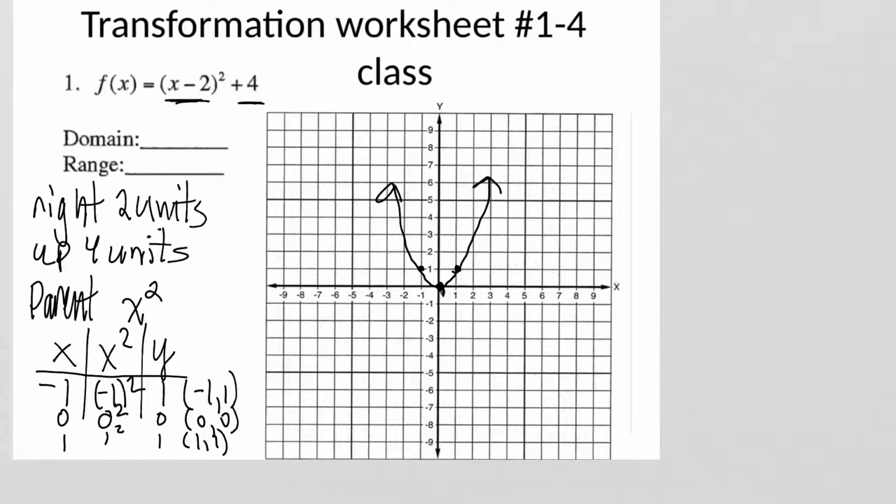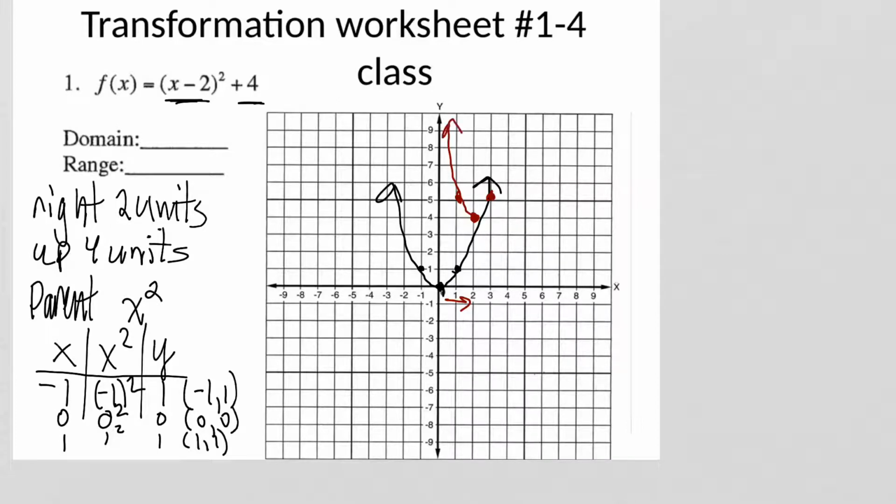All right. Now let's go ahead and do our transformed graph. So now I'm going to take those 3 points that I did in black, and I'm going to move them right 2, up 4. So the one here at the origin, right 2, up 4, is going to land right here. Let's do the other one, right 2, up 4.